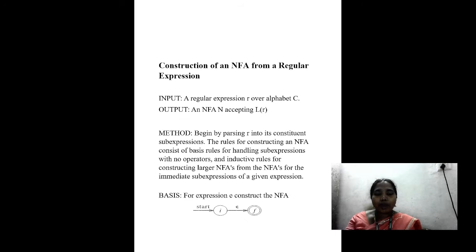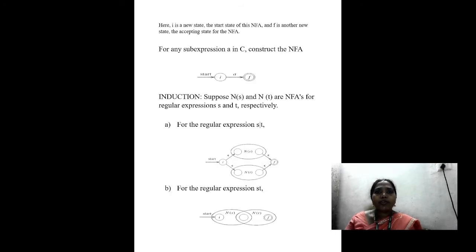You have one starting state, you have one accepting state, and there is a transition. You have the starting state I, and for the given input symbol a, the transition leads to F, which is the final state. So Thompson is following the mathematical induction concept. Now, we have seen the basis step. Let us go for the inductive step.